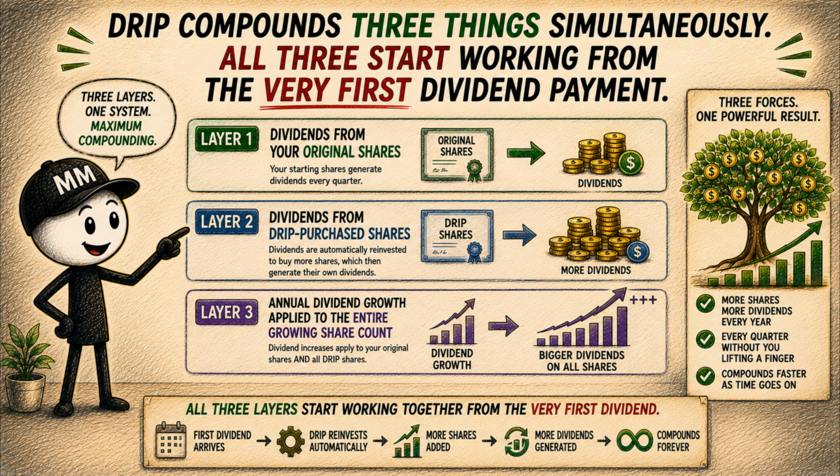Layer 3, annual dividend growth applied to the entire growing share count. As the company raises its dividend each year, the per-share payment on every share you own, including all DRIP purchased shares, increases. The growing share count is earning a growing per-share dividend. Both the numerator and the denominator of the compounding equation are increasing simultaneously.